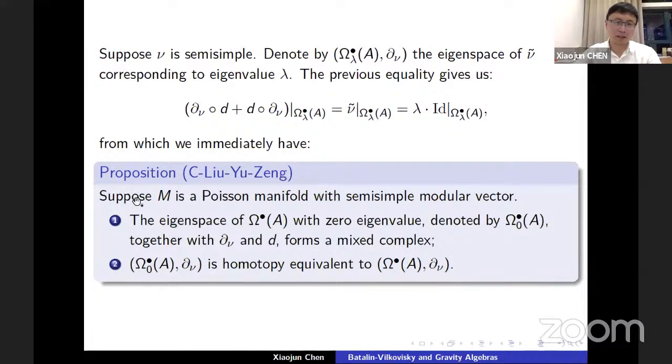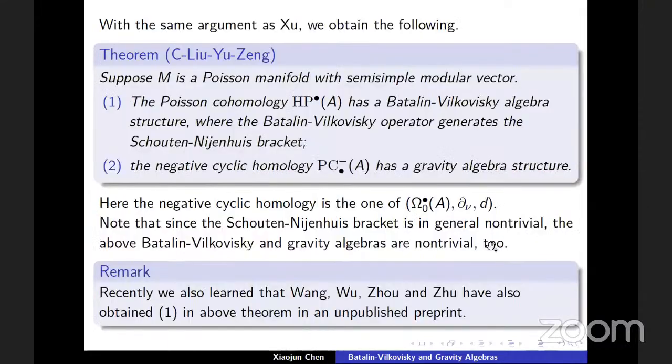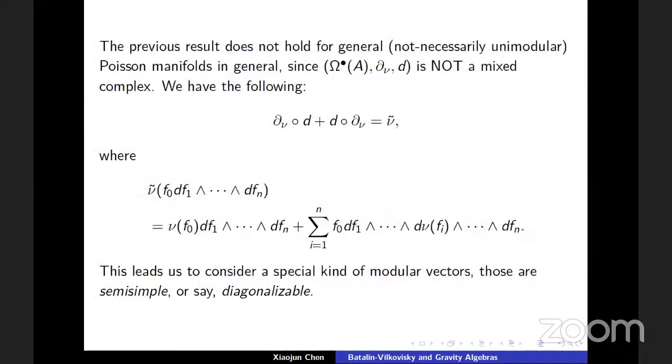It says, suppose M is a Poisson manifold with semi-simple modular vector. Then the eigenspace of Omega^•(A) with zero eigenvalue, denoted by Omega^•_0(A), together with... Sorry, could you repeat? Yes. What does it mean, semi-simple? Does it mean that in some way you have a direct decomposition into...? Yes.